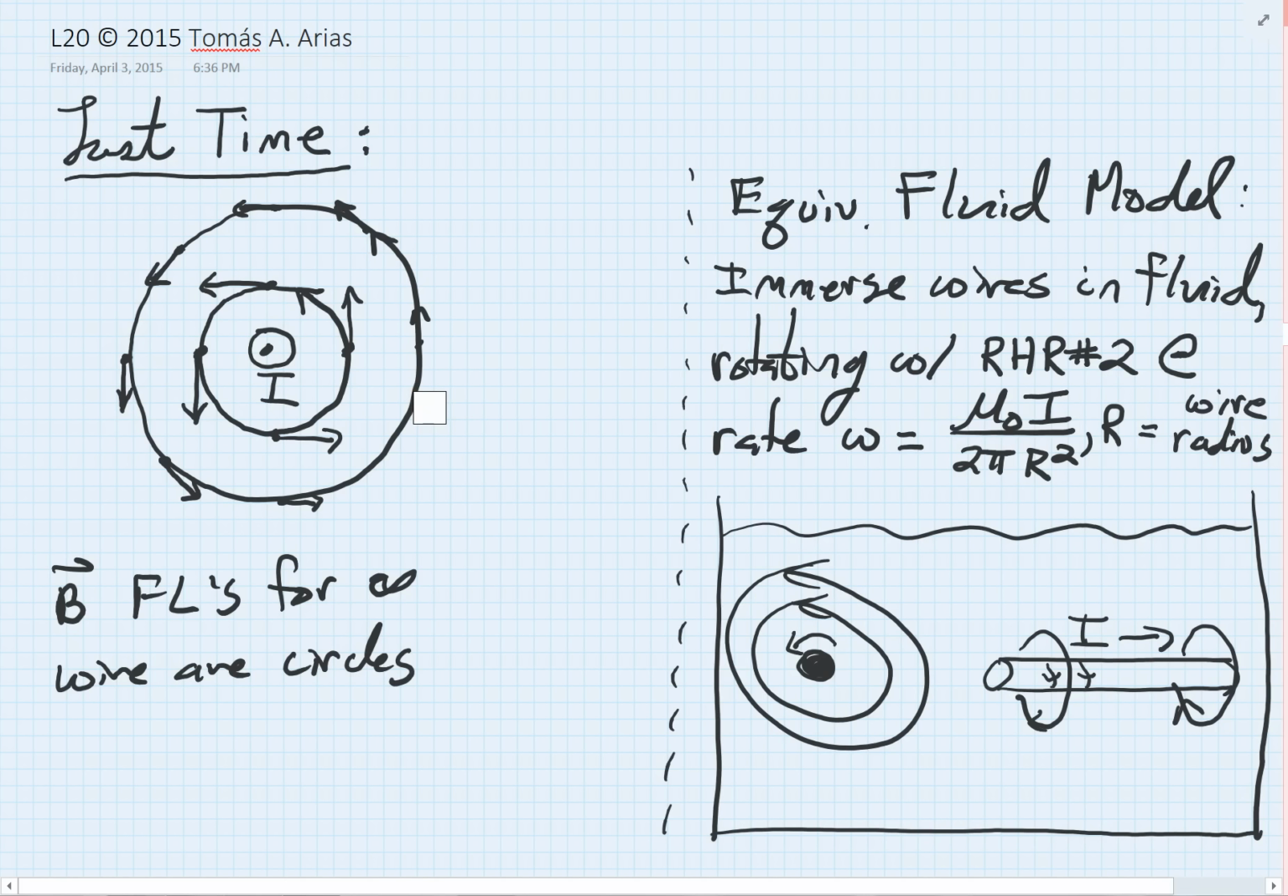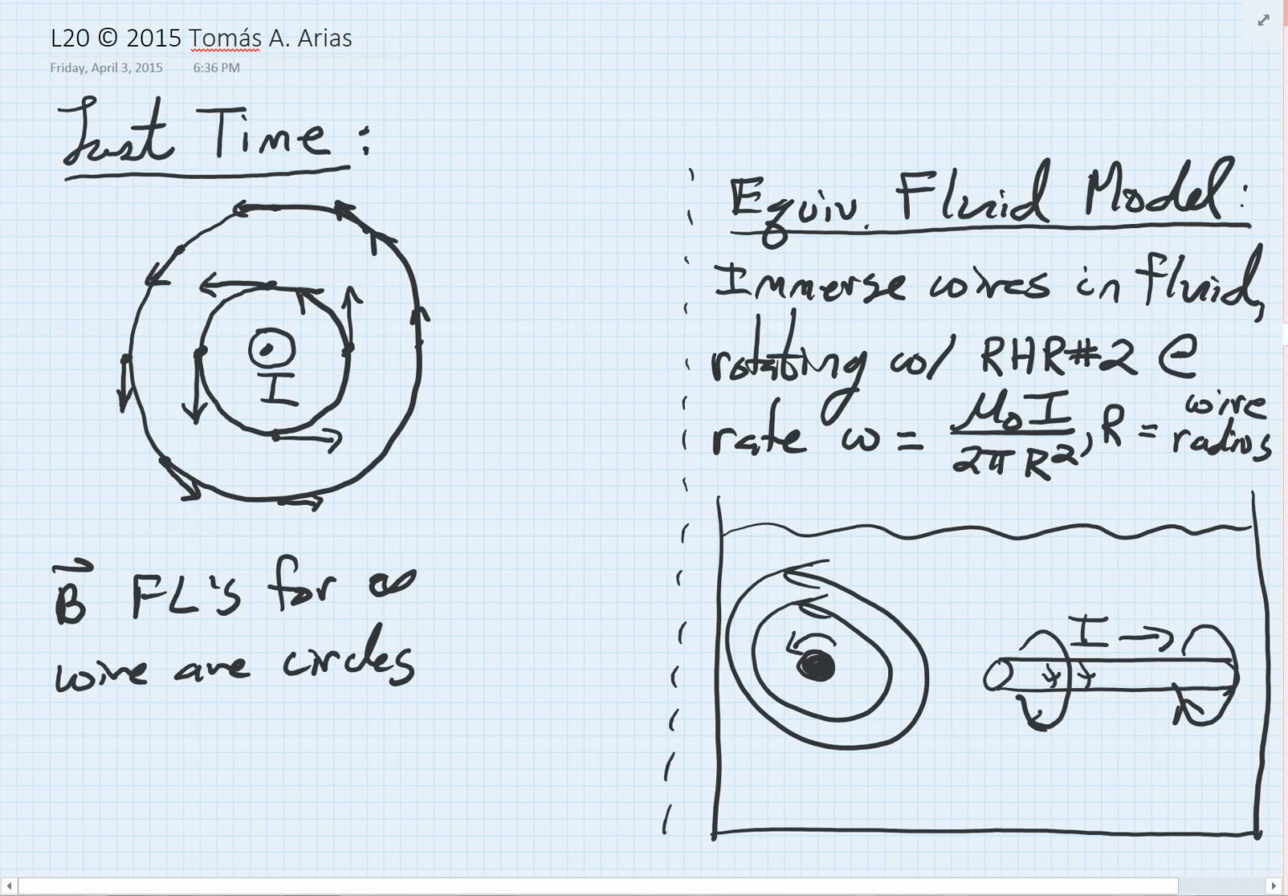So that, for instance, in this case, if you align your thumb with the current, which is coming directly out of the page, and look at the direction around which your fingers naturally curl, they curl around precisely in the same direction as these field lines. That observation allowed us to posit an equivalent fluid model for the magnetic field case.